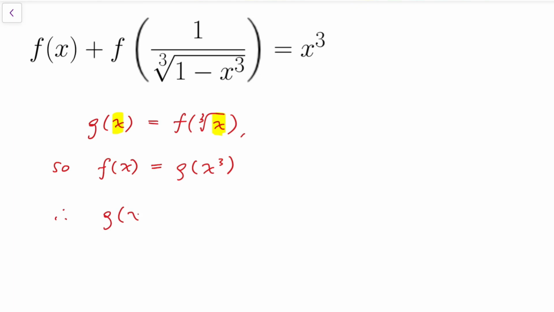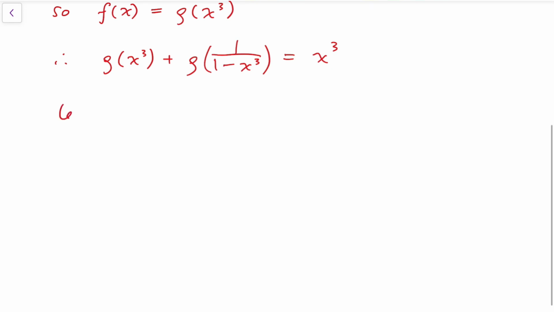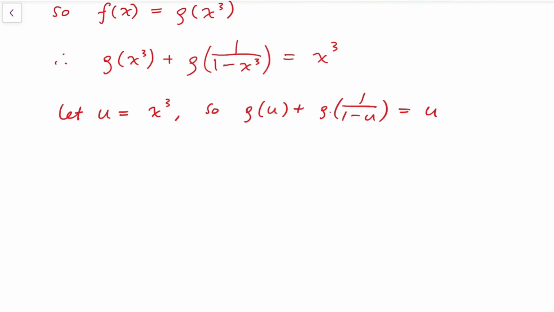Then we can say that the first term is just g of x cubed, while the second term is g of 1 over 1 minus x cubed, and this equals x cubed. Now we have an equation on a new function, and that only involves the unknown x cubed. So at this point, I'm going to let u equals x cubed. So g of u plus g of 1 over 1 minus u equals u. So now the equation looks much simpler.